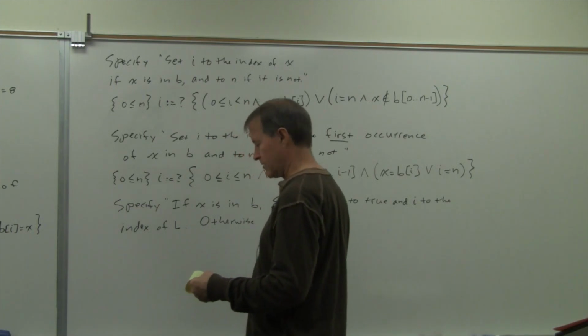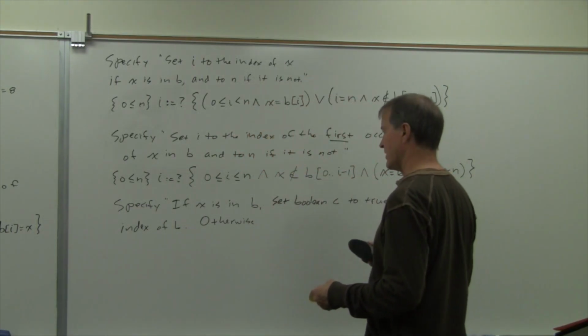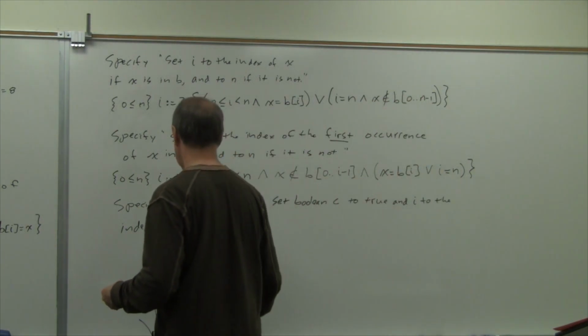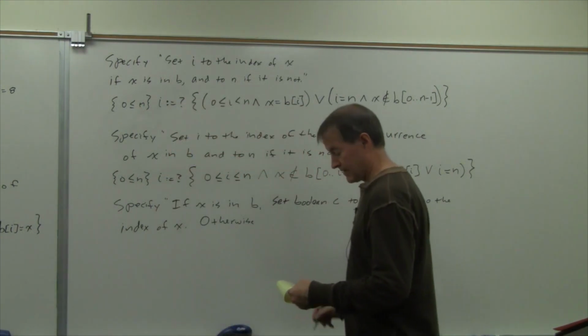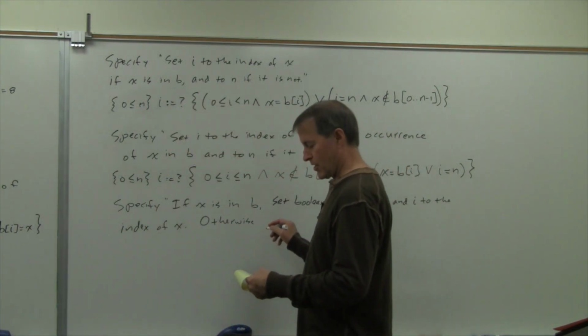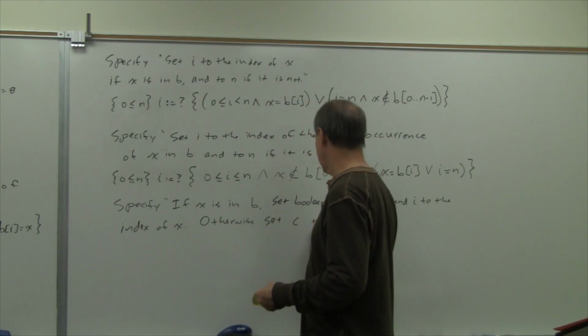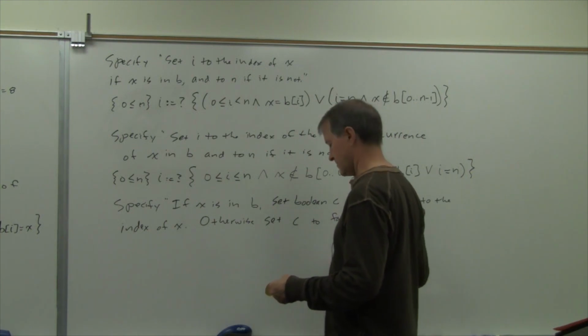Oh, my notes are wrong here then. The index of x. If x is in B, set Boolean C to true and I to the index of x in B. Yeah, sorry. I'm going to have to remember to change my notes. But otherwise, set C to what? To false.